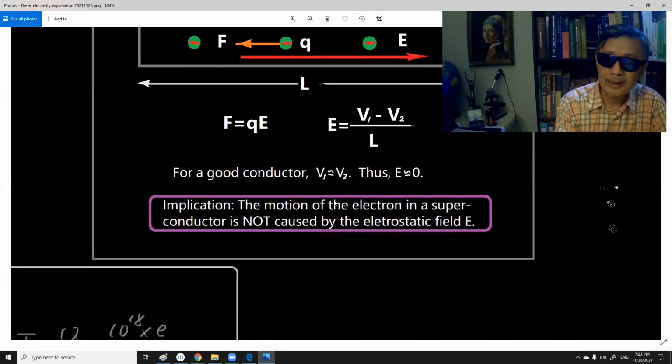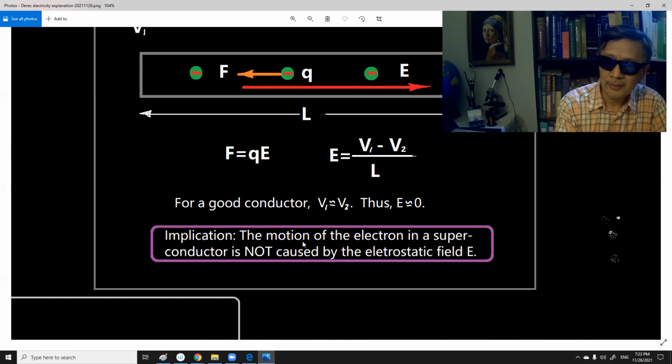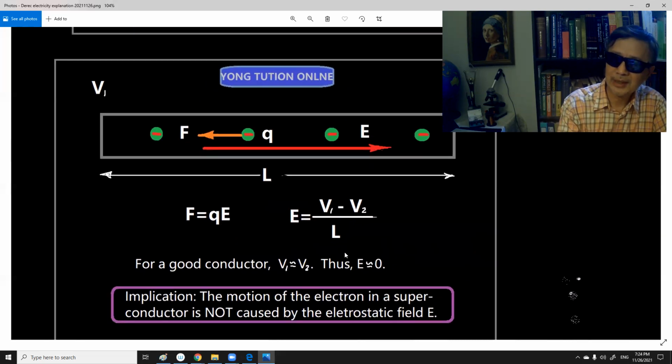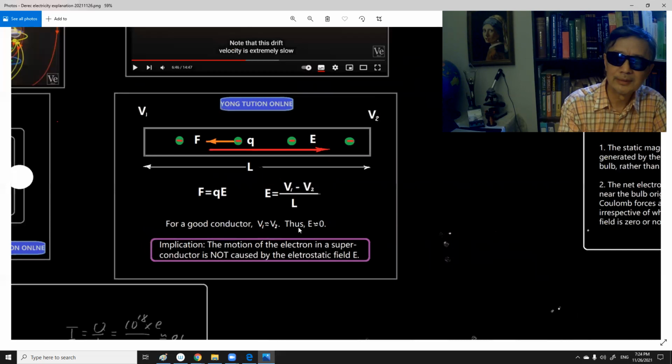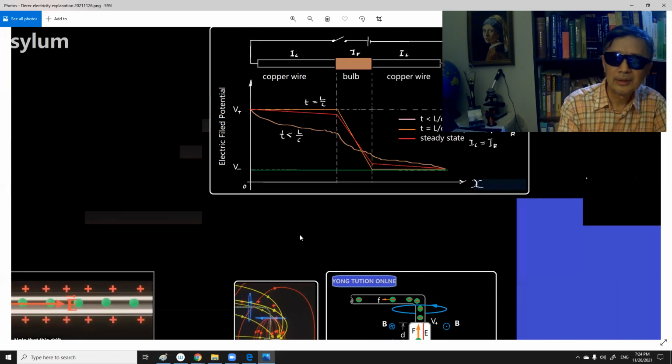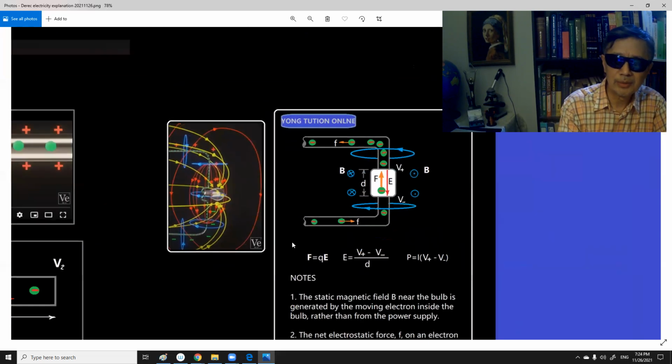Okay. Another thing is that this is especially true if the electron moves in a superconductor, where the motion is not caused by an electrical field. So that is another comment here. Let's go to this most important part.